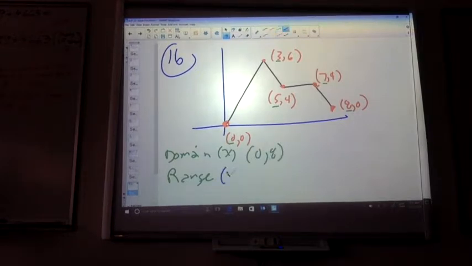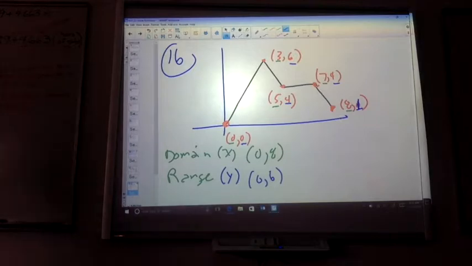Our range are the y values. So these are my y values. So what is the smallest? Whoop, that's actually 8 points, excuse me. What's our smallest y value? Yeah. What's our biggest? 0 to 6.